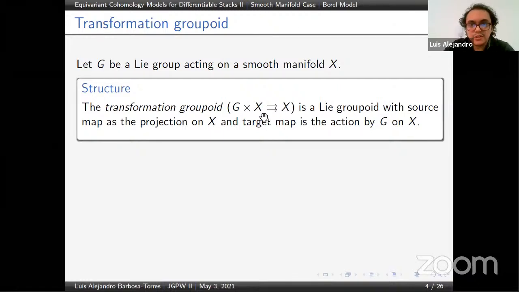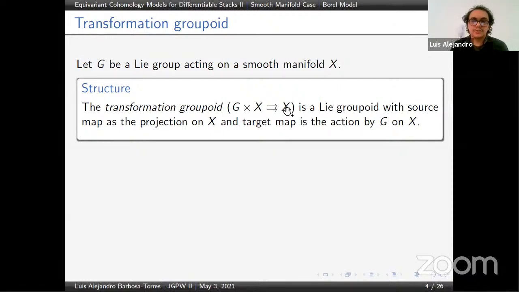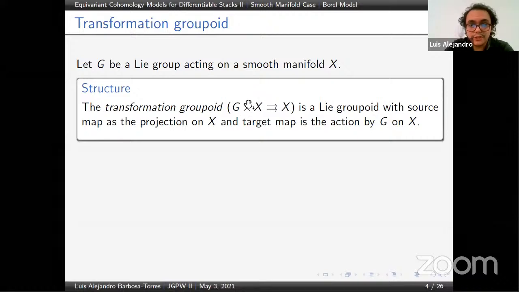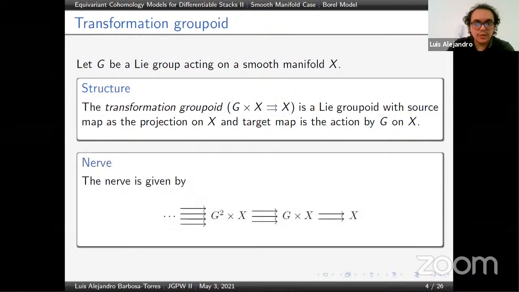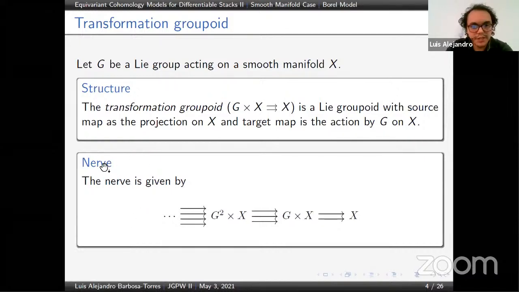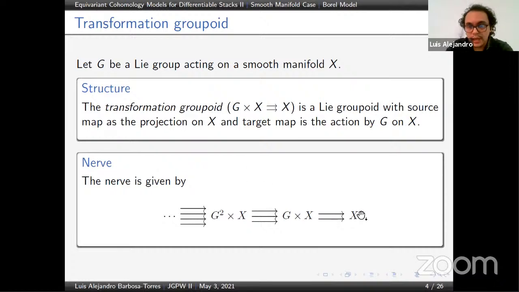One thing about groupoids is that you can associate a simplicial smooth manifold to them. How can you do that? Well, if you have the arrows here, you can consider the double composition of arrows, the triple composition, the four-fold composition of arrows, and so on. This is going to give you a simplicial smooth manifold, which is going to be called the nerve of the Lie groupoid, and here you are going to see the points, the arrows, the double compositions, the triple compositions, and so on.